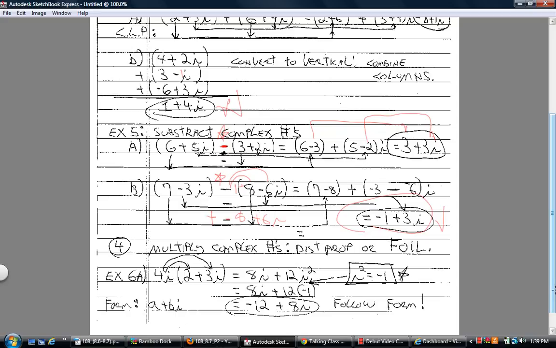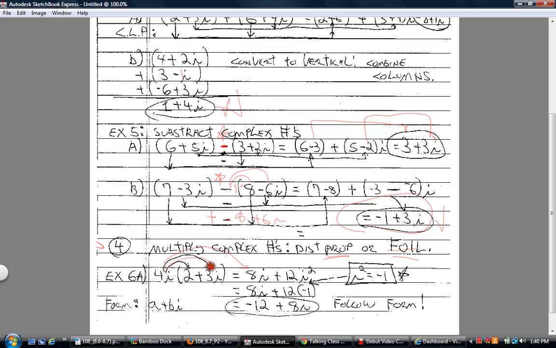Now when you're adding and subtracting, you notice you didn't see any i squareds pop up. However, when you are doing objective number 4, multiplying complex numbers, use the distributive property or FOIL, the two main techniques here. What happens when you see example 6a and it says 4i times a quantity 2 plus 3i, a complex number? Use the distributive property. That's your trigger in your brain because of the parentheses and the coefficient in front. You're distributing and multiplying. 4i times 2 produces what? 8i.